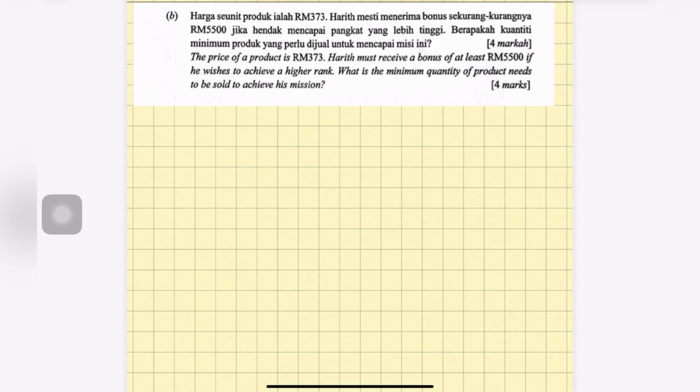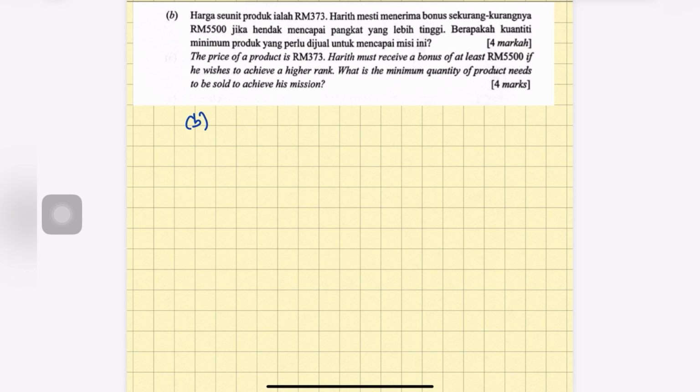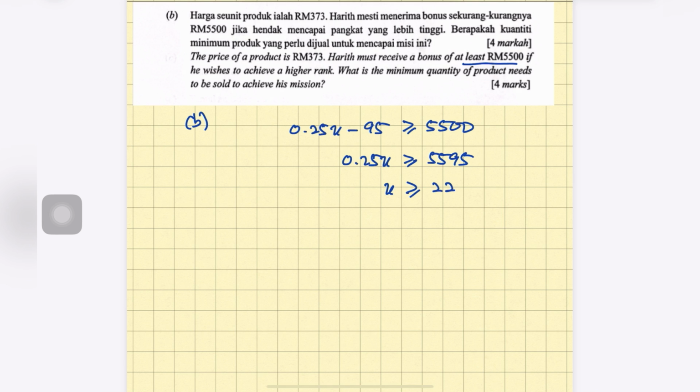B. The price of a product is RM373. Harith must receive a bonus of at least RM5,500 if he wishes to achieve a higher rank. What is the minimum quantity of product needed to be sold to achieve his mission? Okay, so just now from A we already have the function of bonus, which is 0.25x minus 95. Given at least, so it is more than or equal to 5,500. So we need to find the monthly sales, which is x, first. 0.25x equals 5595. Then x divided by 0.25 is 22380. Then we divide by the price of one product, 373. So the quantity is 60.